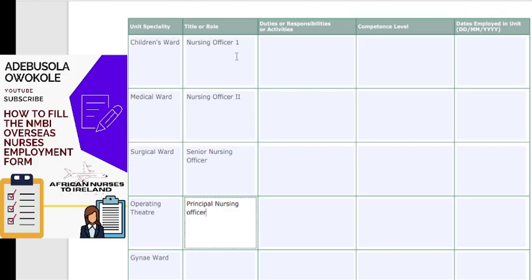There are staff nurses roles. So roles of senior nursing officer or principal nursing officer could be CNMs, clinical nurse managers in Ireland. But in your hospital, you have to specify the title or role. That's what that actually means.